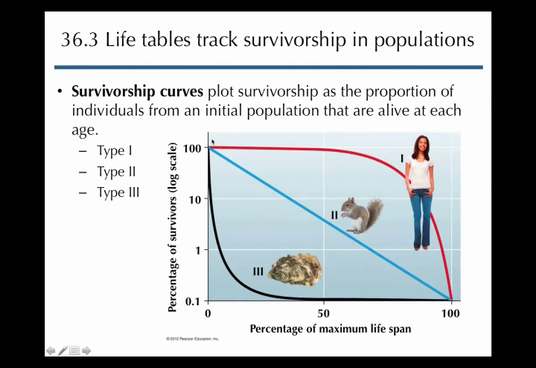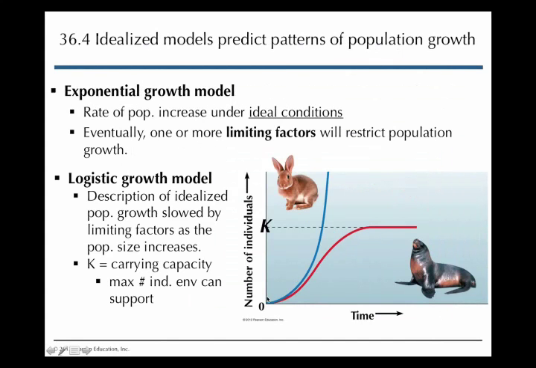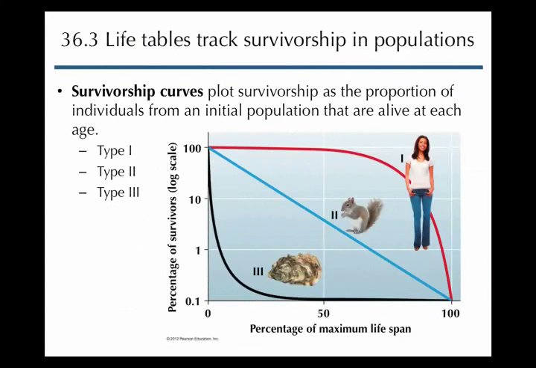The opposite of that is the type 3. This is an oyster. Oysters are a good example. Most of their young do not survive, but those that do will survive all the way out to the max lifespan. So type 3s are going to make lots and lots of offspring because most of them don't survive, but they don't have to put the energy into parental care. And then type 2 is going to be basically a straight line, like a ground squirrel or something like that. This basically means the offspring die off over time at a constant rate.